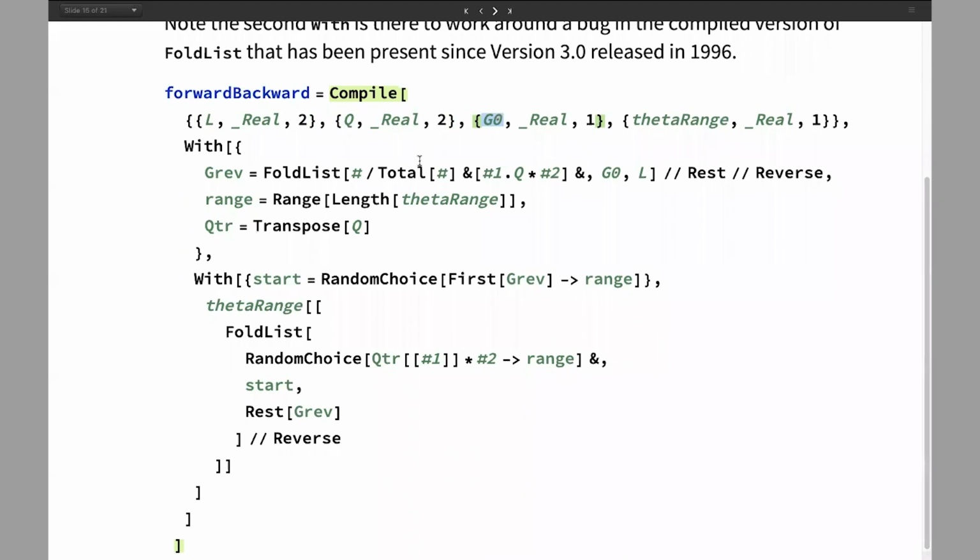Those are the inputs. And then, look at this, it's two FoldLists. I just love this. There's a FoldList going forward, and there's a FoldList going backward. And in both cases, I end up having to reverse it, first to feed it into the backward part, and then I have to reverse it again so that I get the right thing out at the end.